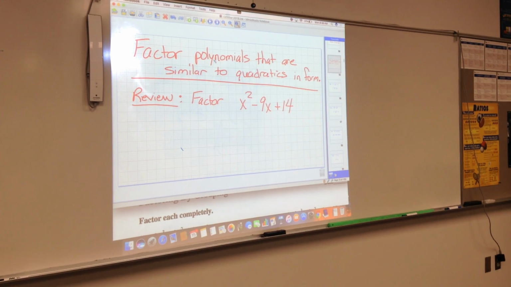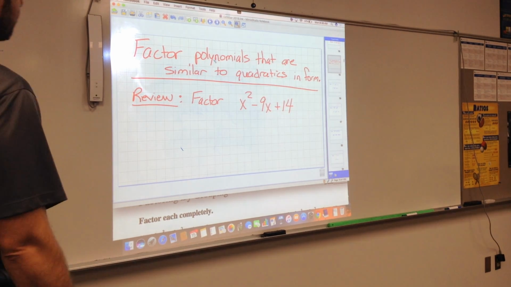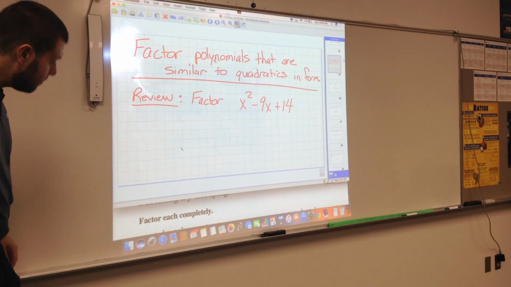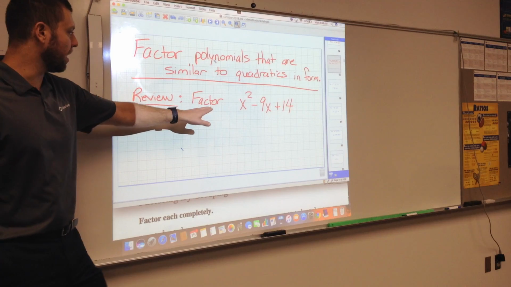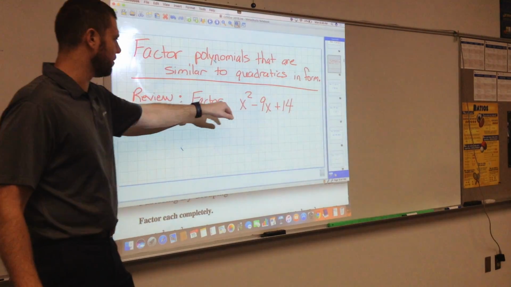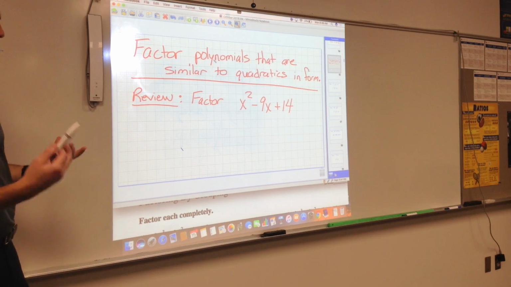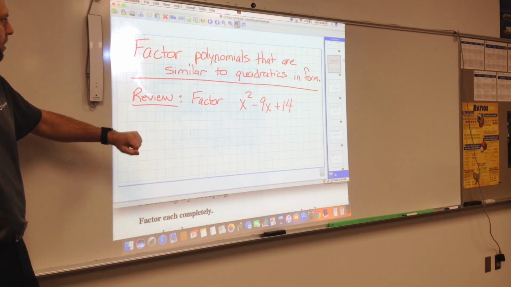Okay, guys. We're going to do some more factoring today. So I'm going to first work with you and recall how to factor a nice little simple quadratic trinomial here. Obviously we've done this. These were the factoring ones that you really liked. Thought they were pretty simple.